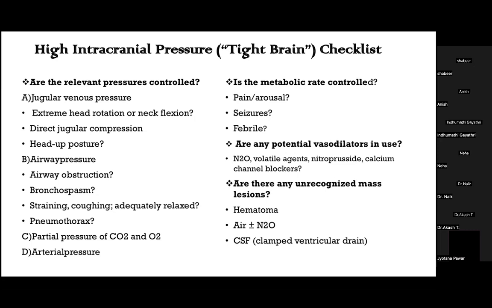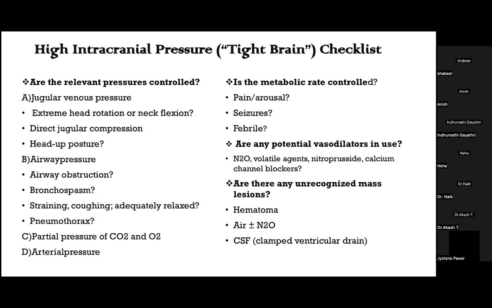Airway: there is no increase in airway pressure due to airway obstruction, bronchospasm, straining, coughing, the patient is not adequately relaxed, or pneumothorax, especially when you have inserted the central venous line. So there can be incidence of pneumothorax and increase in airway pressure. The partial pressures of carbon dioxide and oxygen are normal. The arterial pressures are normal.